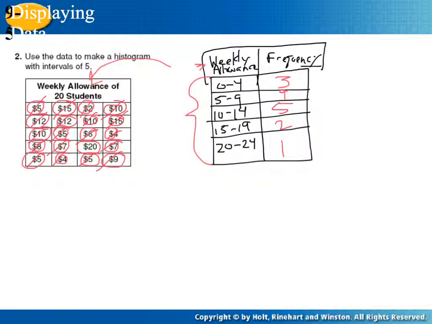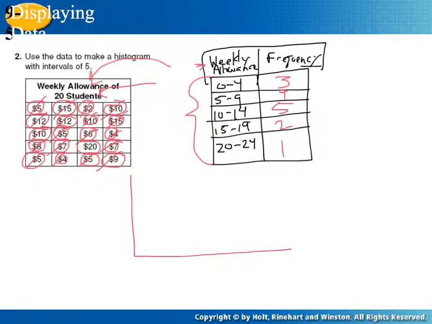When I add these up, what should it equal? 20, because I took the total number of 20 students. So I should have a frequency that adds up, a cumulative frequency of 20. Now, creating my histogram. I have my bar there.